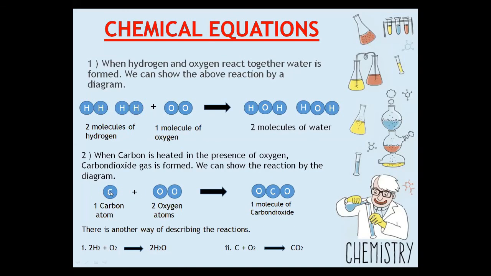For the second example, in which one carbon atom reacts with two oxygen atoms, the product is one molecule of carbon dioxide. Here, the chemical equation for this: one carbon reacts with two oxygen atoms. The product is CO2, means carbon dioxide. This is the way to write the equation.